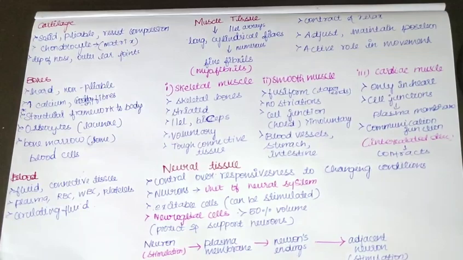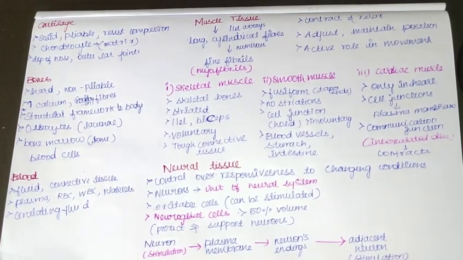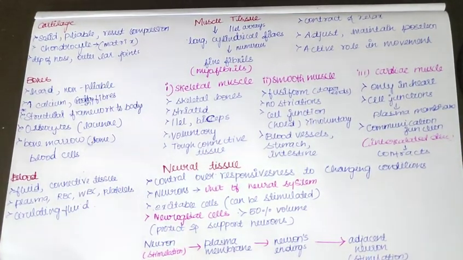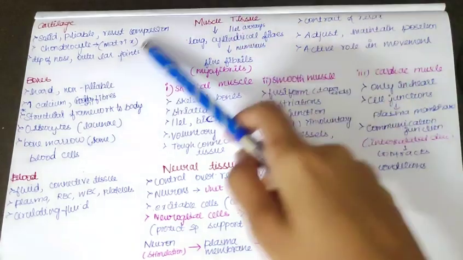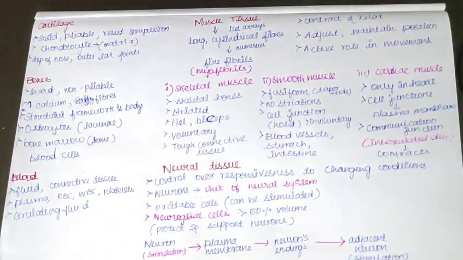Now to talk about blood, it is the only fluid connective tissue. Okay, blood is the only fluid connective tissue, which contains the plasma, RBC, and platelets, and they are helpful in circulating the fluid. All these are very common, you might have heard them many times. So these are all about the specialized connective tissue.